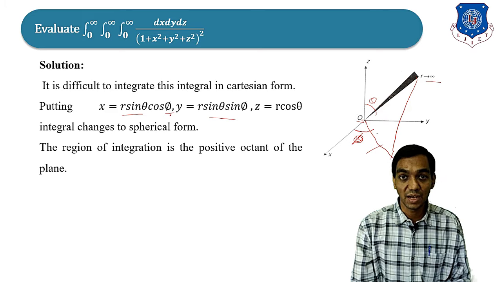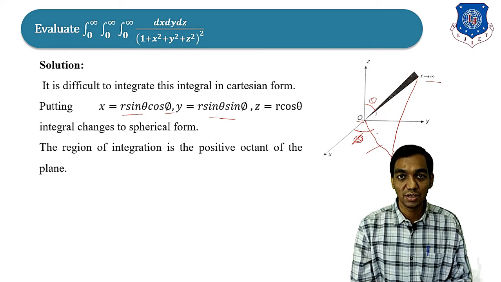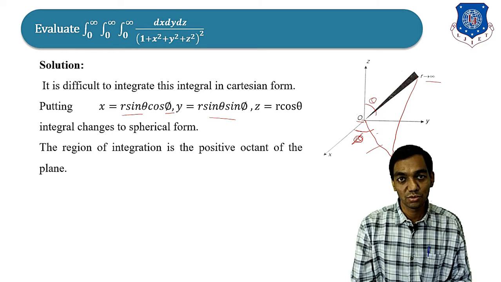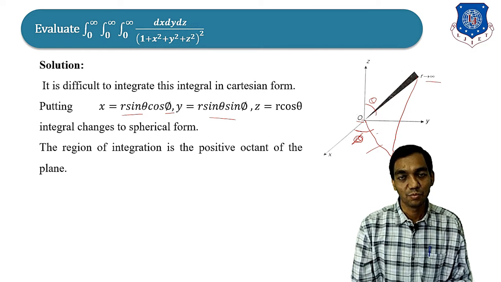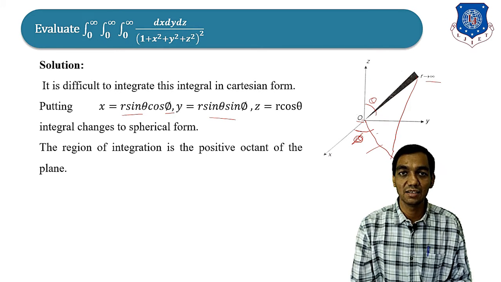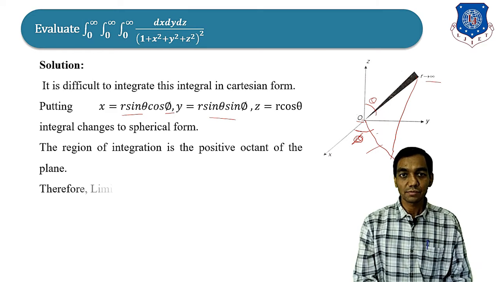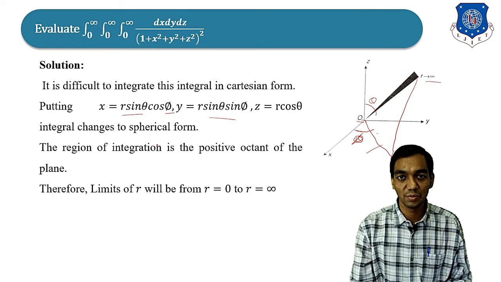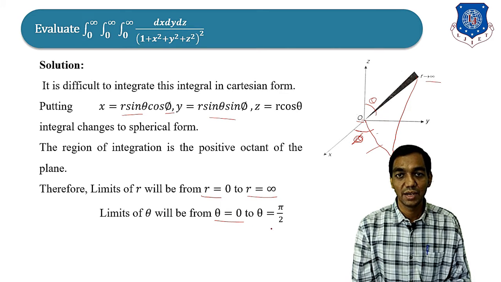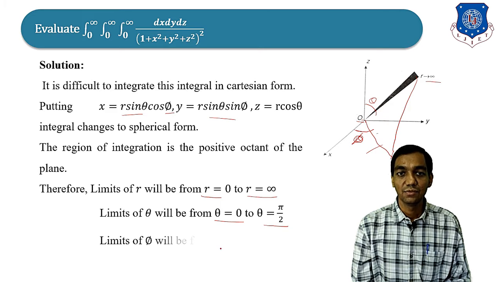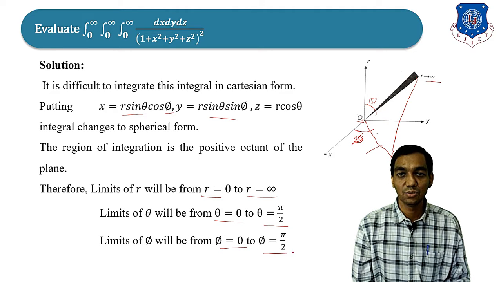Please remember this phi is an angle in the xy plane. In xy plane you have to take the projection vector of a radius r, and whatever projection vector you have, it has an angle with the positive x-axis. That angle is called phi. Okay, so if you are going to put the limits, then r is starting with 0 and ending at infinity, theta is starting with 0 ending at pi by 2, and phi is starting with 0 ending at pi by 2.